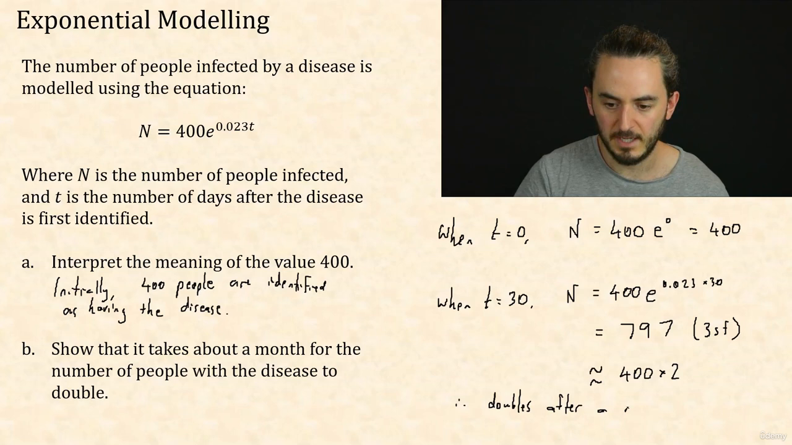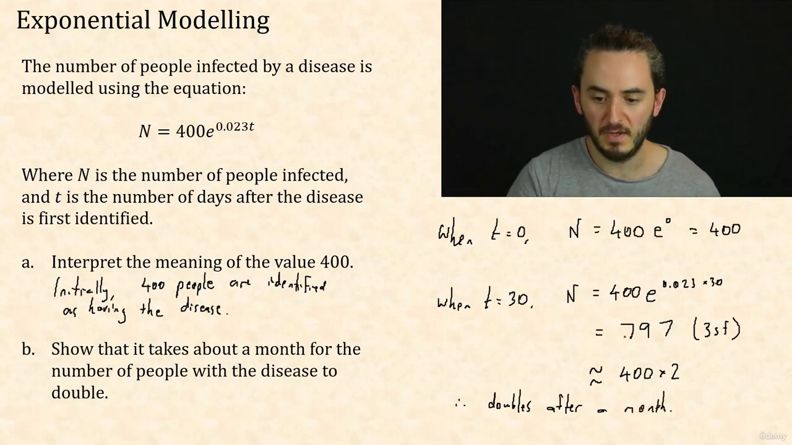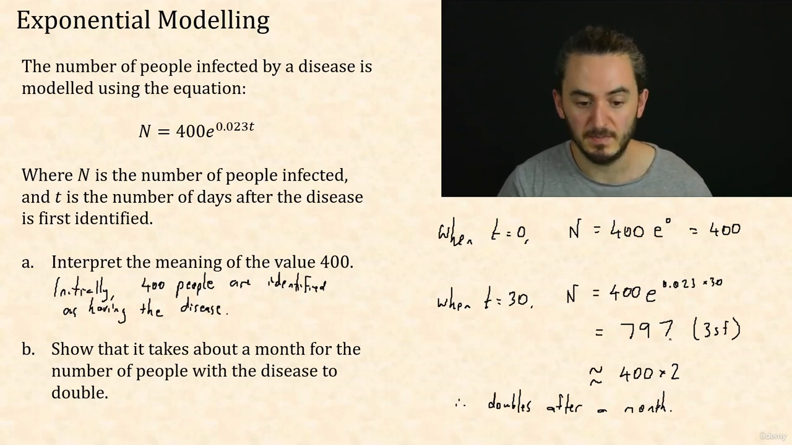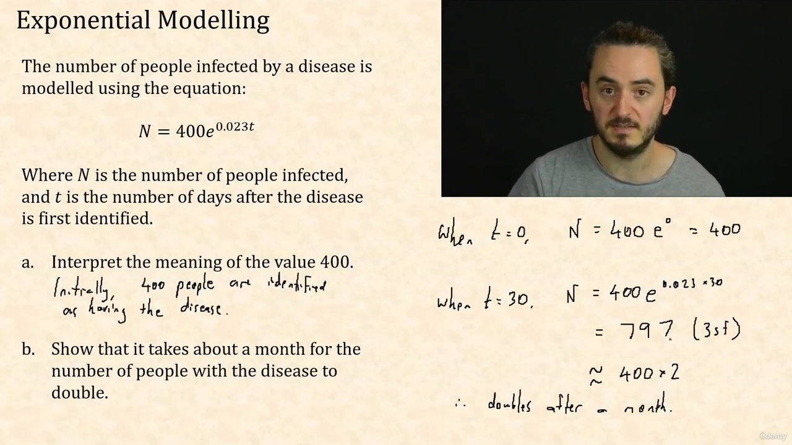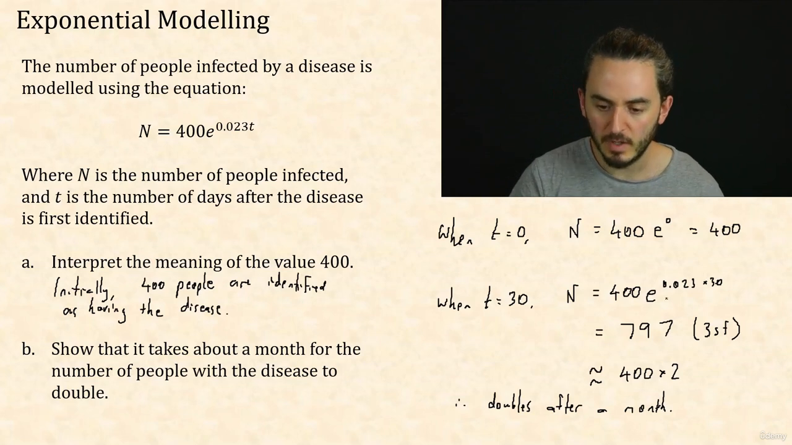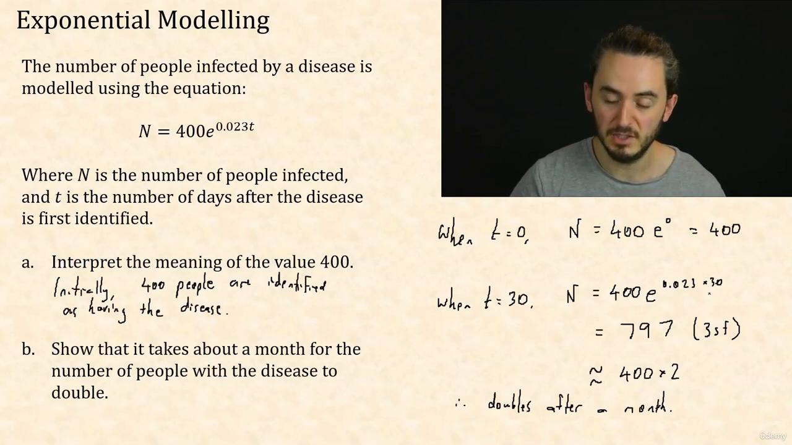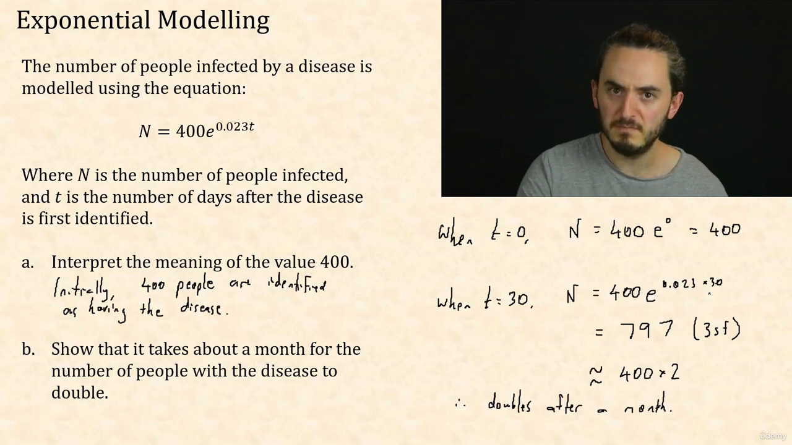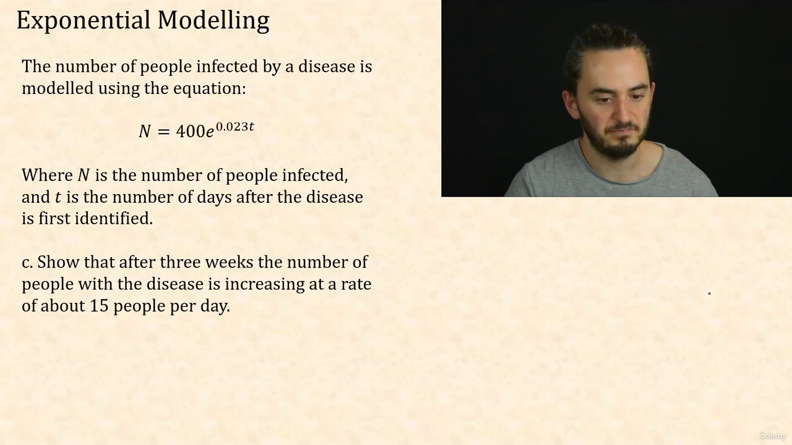And the logic there is that it started on 400, and after 30 days it was about 800, which is about double. So yeah, it takes about a month for the number of people with disease to double. Another way we could have thought about this is forget the actual specific values and just look at e to the power of 0.023 times 30, and we'll see it's about 2, and that shows us that each month it would double. Okay, these are often multi-step questions, so let's explore parts C and D.